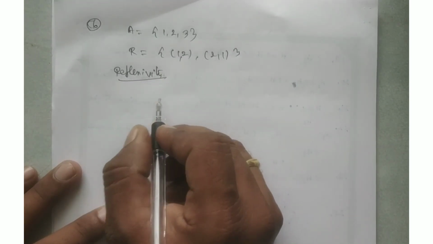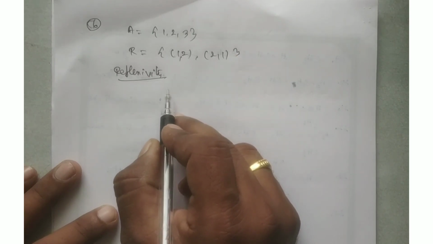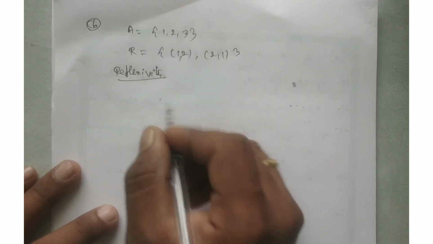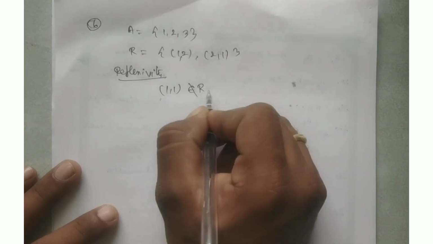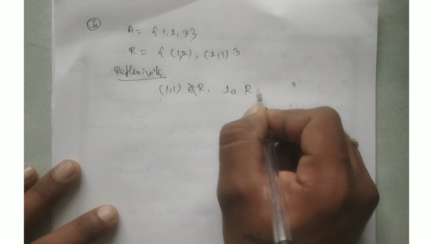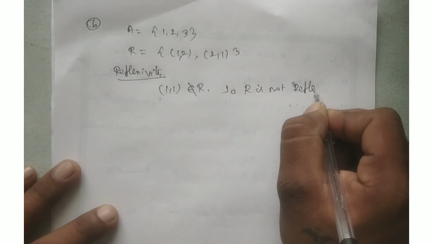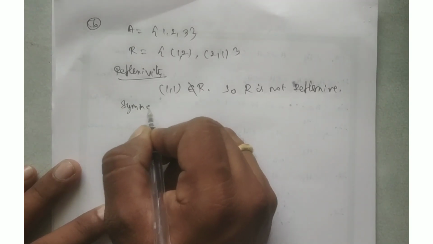Reflexivity should be true means (a, a) belongs to R for all elements a belonging to the set A. So clearly we can say (1, 1) does not belong to R. So R is not reflexive. Next, check the symmetry.